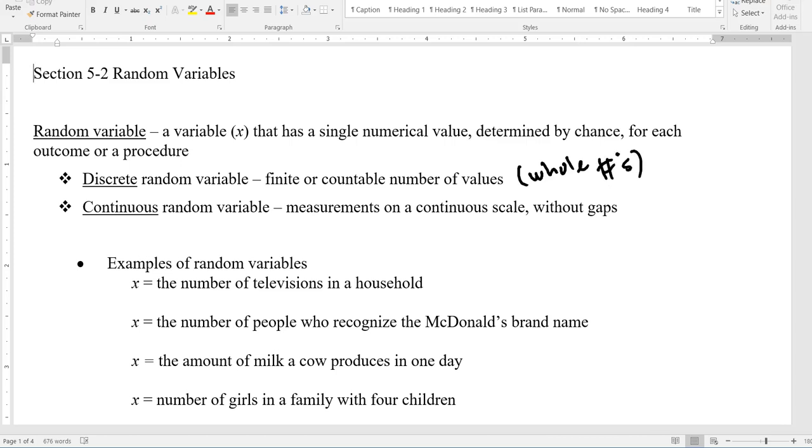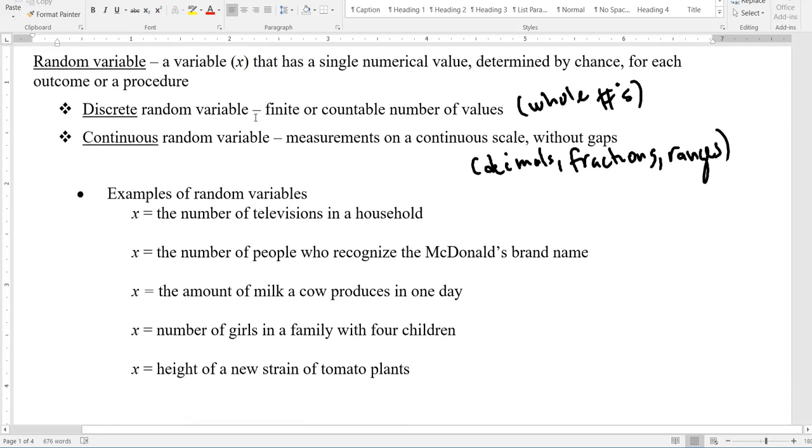Generally, these are going to all be whole numbers. Versus continuous, the idea is it can be measured on a continuous scale. So when we're talking about time or weight, you will have decimals, fractions, and ranges between those decimals. Here are some examples of random variables, and we're going to discuss whether each is discrete or continuous.